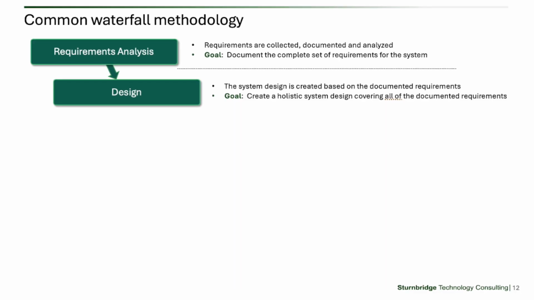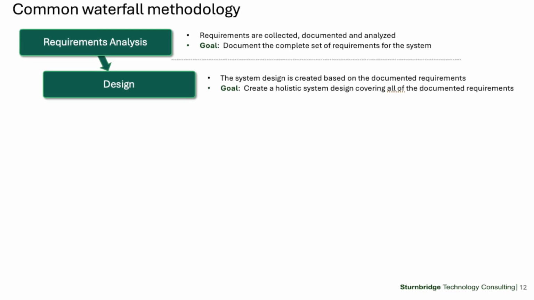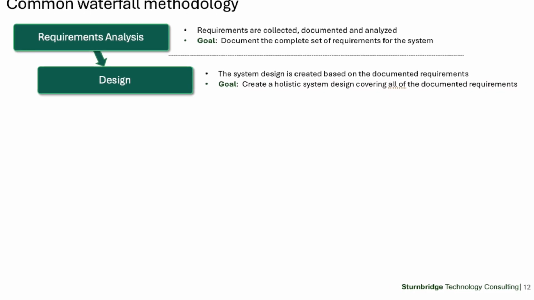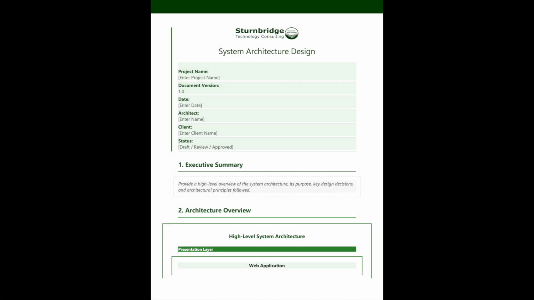Phase 2, the system design phase. Now that all of the requirements are documented, system engineers, architects, and other resources can now begin building the system design. The end goal of this stage is to create a holistic system design covering all of the requirements that were documented in phase 1, both the user and technical requirements. Within this phase, there are also sometimes additional requirements that are found during the design process.